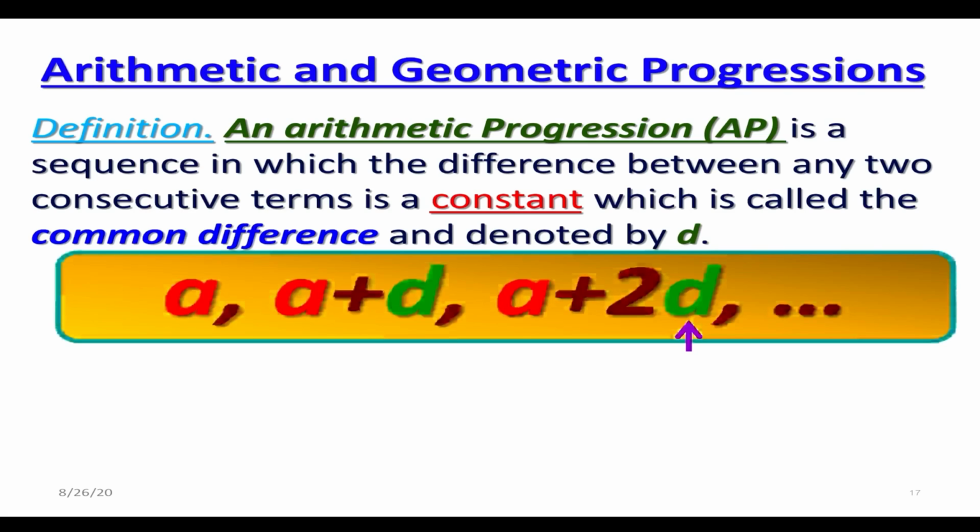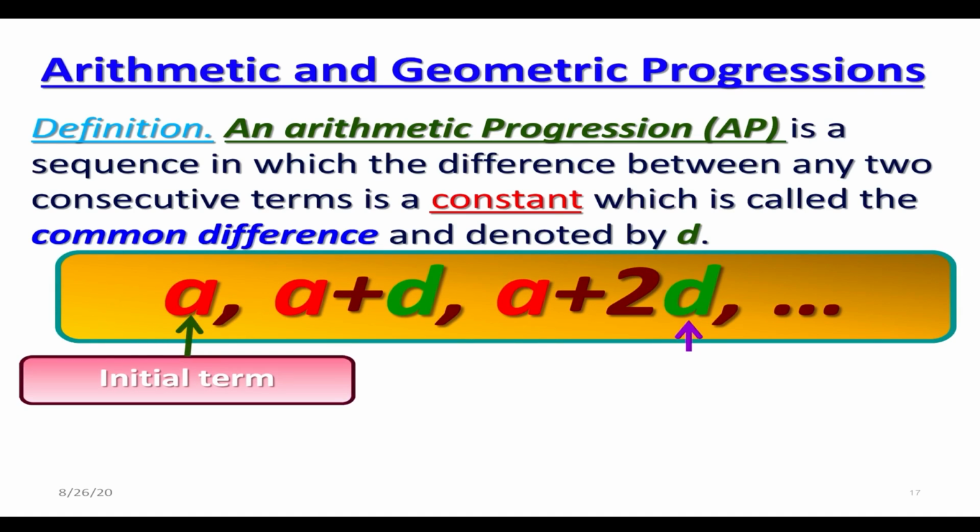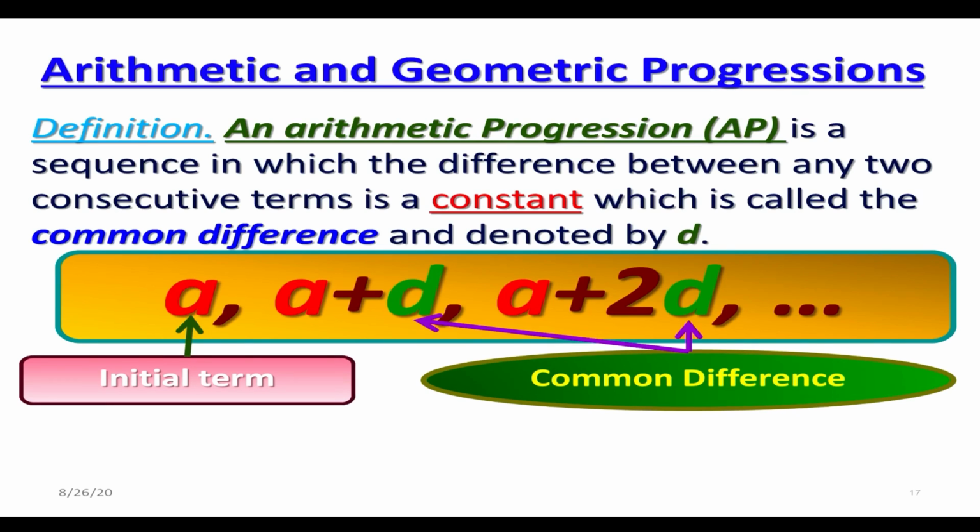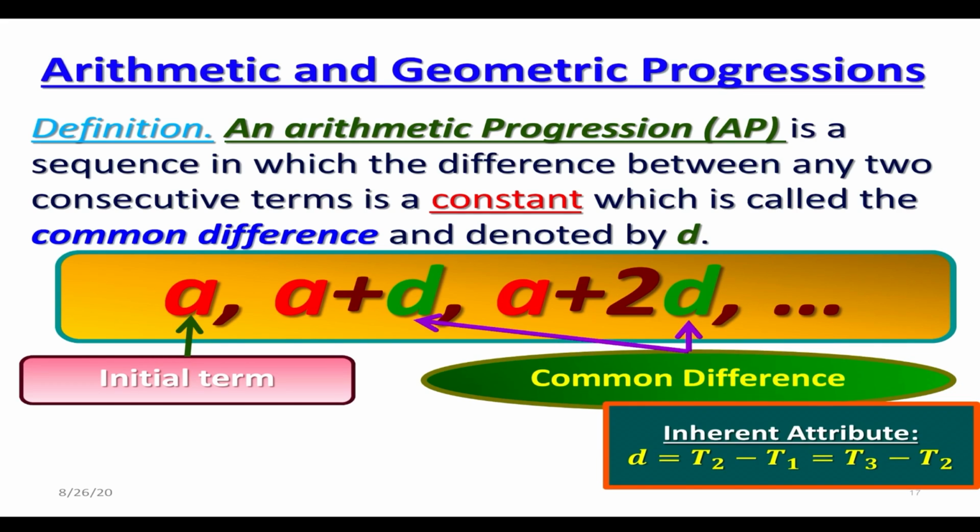Now, the general form of any AP is a, a plus d, a plus 2d, and so on. The three dots at the end indicate that this sequence goes on forever. The first term, which is a, is also called the initial term, and letter d stands for the common difference of the AP. Its defining attribute is d equals t2 minus t1, t3 minus t2, and so on. Basically, all that means is just the difference between any two consecutive terms.